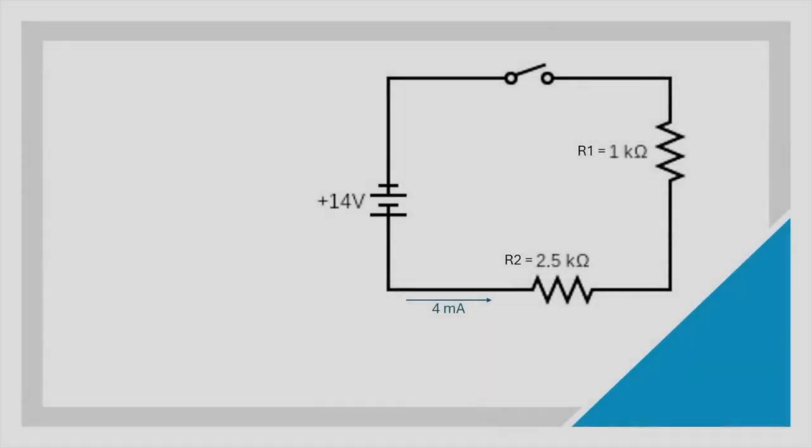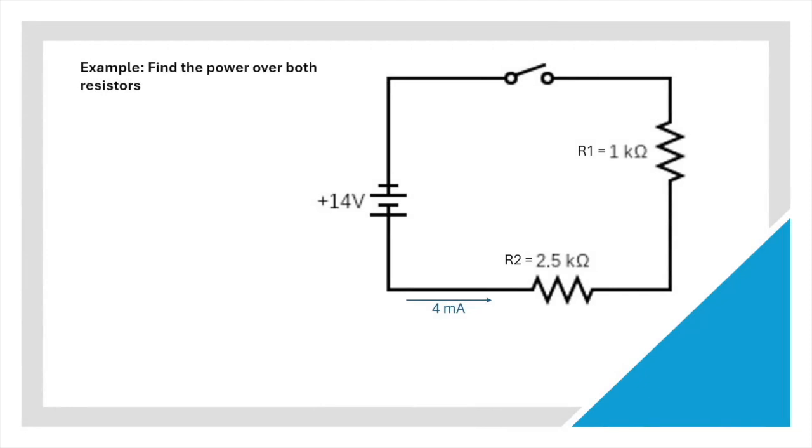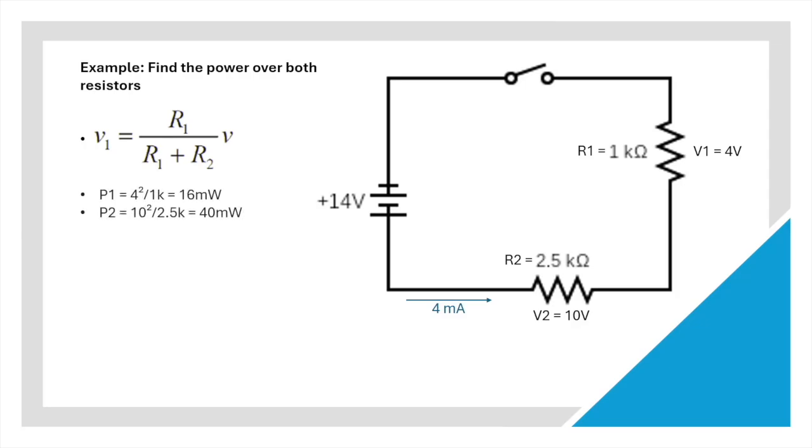Putting this into practice, we want to find the power over both resistors. The immediate thing we would do naturally is to use the voltage divider rule, VRx equals Vs times Rx over the sum of the resistances, which gives us V1 equals 4 volts and V2 equals 10 volts. We can then sub this into the power formula, P equals V squared over R, to find that P1 equals 4 squared over 1 kilo, which equals 16 milliwatts, and P2 equals 4 squared over 2.5 kilo, which equals 40 milliwatts.